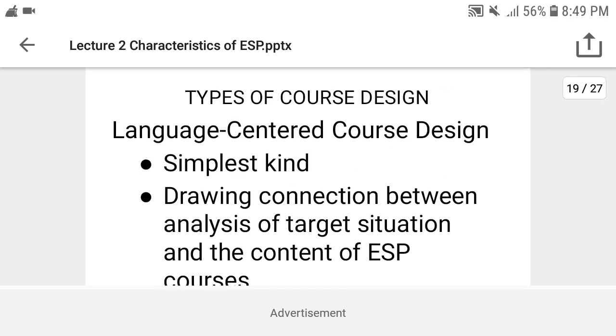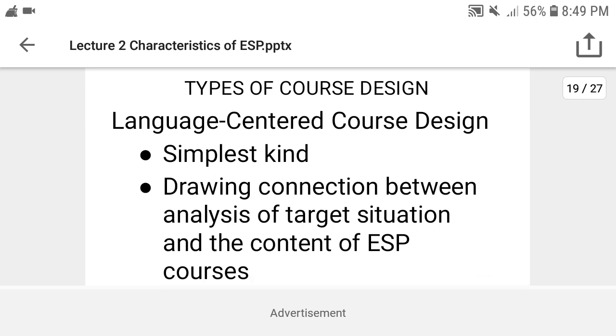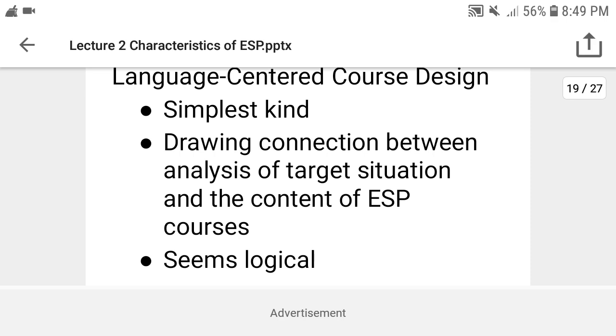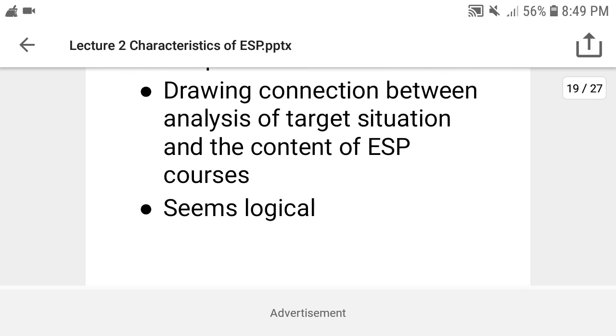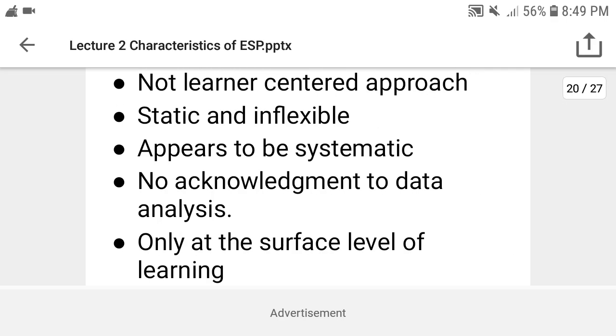Types of course design: language-centered course design, the simplest kind, drawing a connection between an analysis of the target situation and the content of ESP courses. Seems logical.